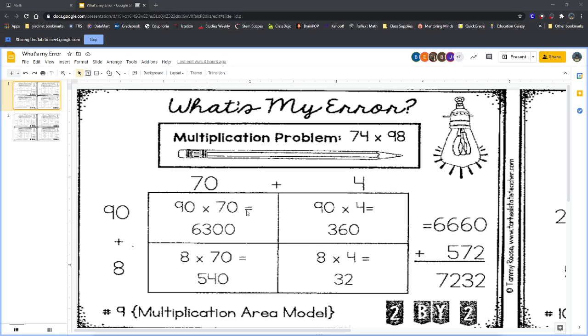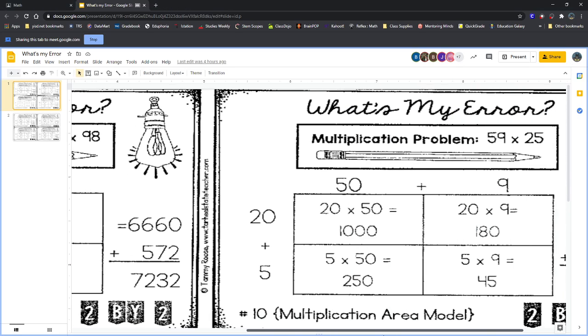Who can tell me what was the mistake that they made in this problem? 74 times 98. Where was their mistake? Jadine, what mistake did you find here? Very good. When they multiplied 8 times 70, it shouldn't be 540. It should be 560. So they made a mistake here when they did their multiplication. So that was their mistake.